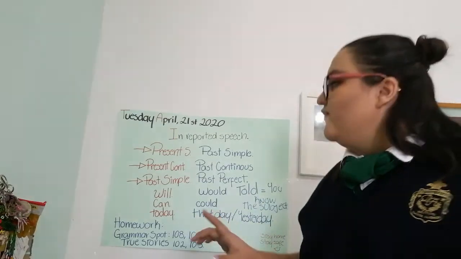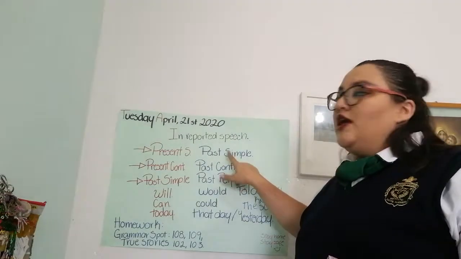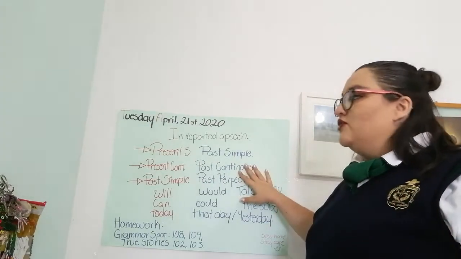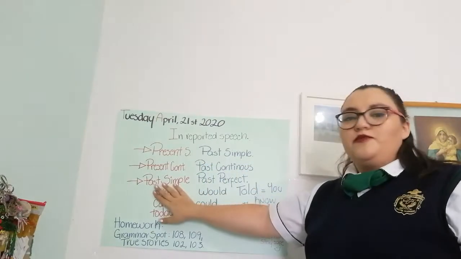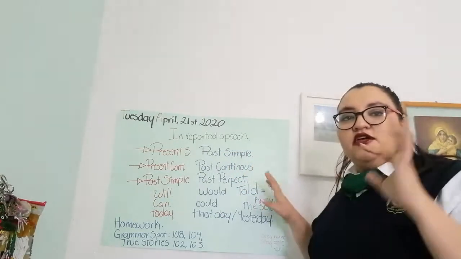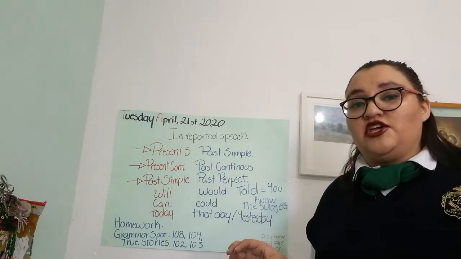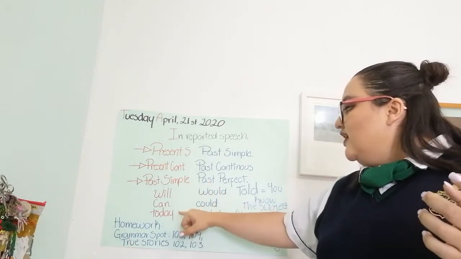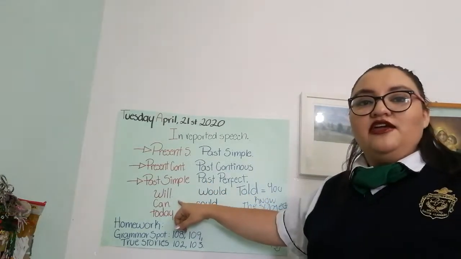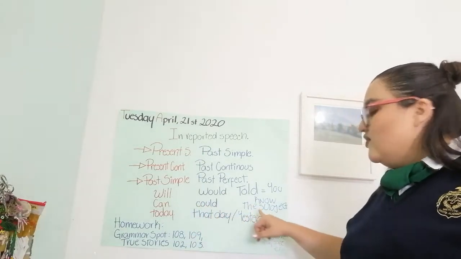If your verb is in present simple, you're going to change it to past simple. If your verb is in present continuous, you're going to change it to past continuous. And if your verb is in past simple, you're going to change it to past perfect. There are three main examples of words that change differently: will, can, and today. Will changes to would. Can changes to could. And today changes to that day or yesterday.